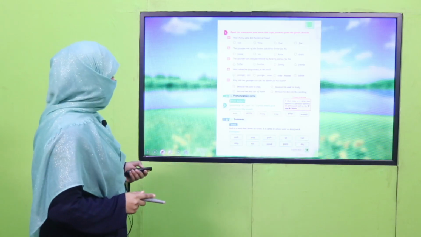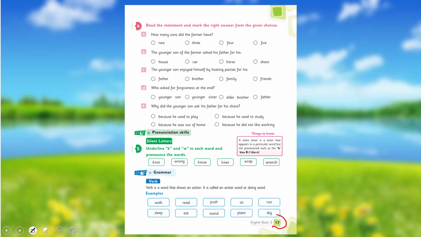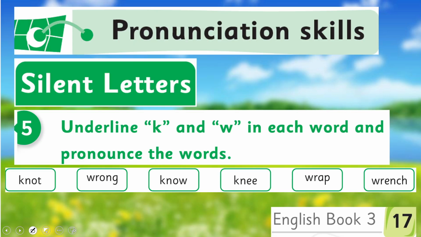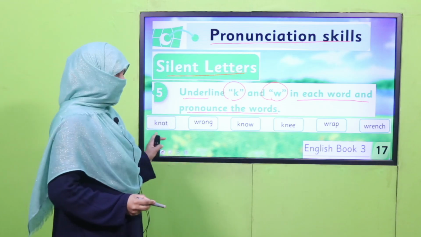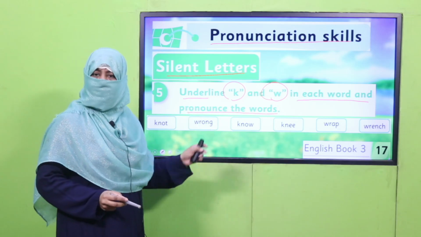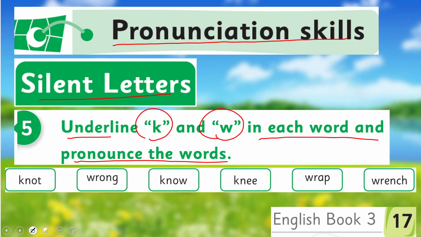Now we are going to practice it from your book. Open your book on page number 17. Pronunciation skills, silent letters. Underline K and W in each word and pronounce the word. Now these words are there. You have to underline K and then say the word. Then you will be pronouncing it properly. So pause the video and practice and complete this exercise. Pause the video and do it.